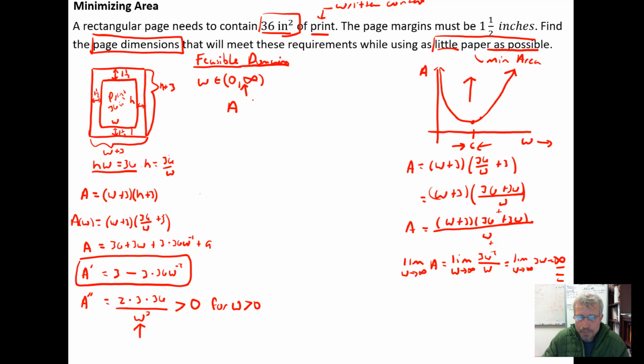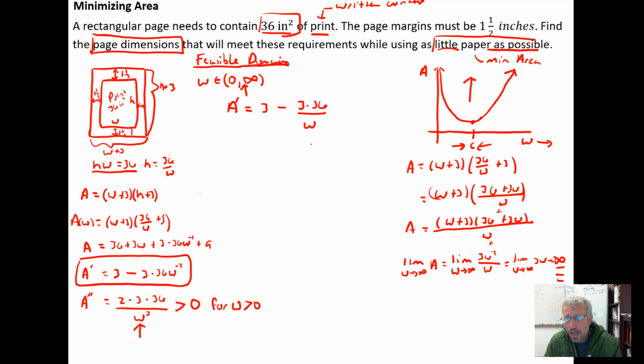So we have A prime equals 3 minus 3 times 36 times W to the negative first. If I want to have a positive exponent, I would just move that W down and make it to the positive first instead. But W to the positive first is just W. So remember, we get critical numbers when A prime is either undefined or equal to 0.